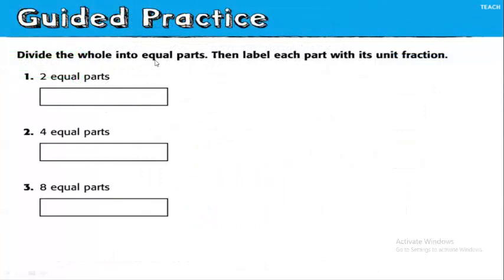Divide the whole into equal parts. Then label each part with its unit fraction. 2 equal parts. So we will divide this shape into 2 equal parts. And the unit fraction will be 1 over 2. And we can read it as 1 half. Here, 4 equal parts. So we will divide it into 4 equal parts. Here, 8 equal parts. So we will divide this shape into 8 equal parts.